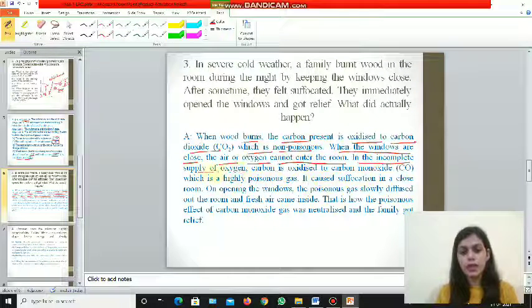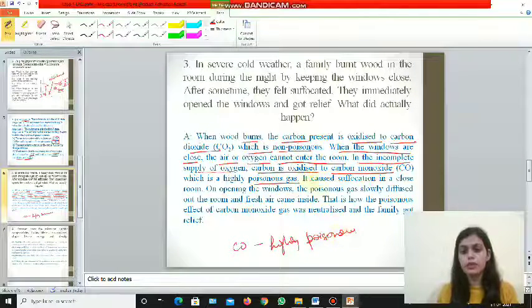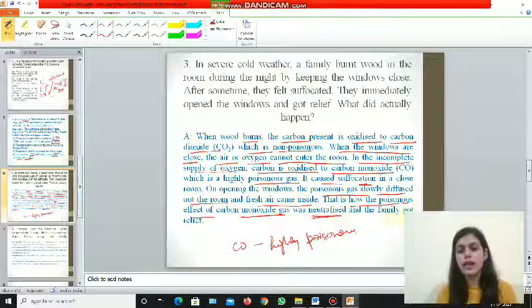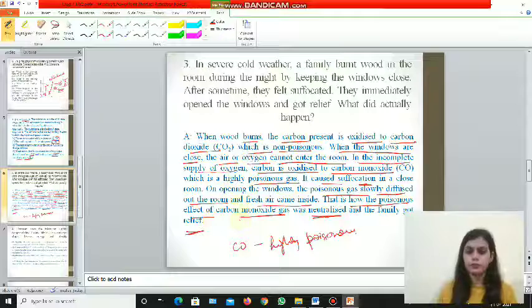In an incomplete supply of oxygen, carbon is oxidized to carbon monoxide, which is highly poisonous. It causes suffocation in a closed room. On opening the window, the poisonous gas slowly diffused out of the room and fresh air came inside. That is how the poisonous effect of carbon monoxide gas was neutralized and the family got relief.